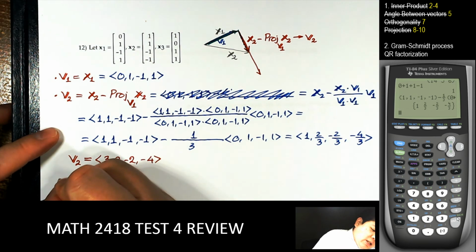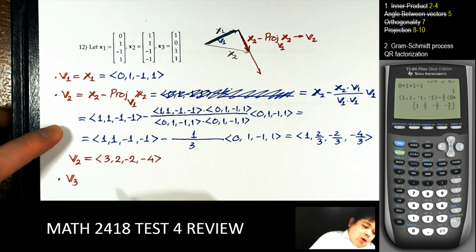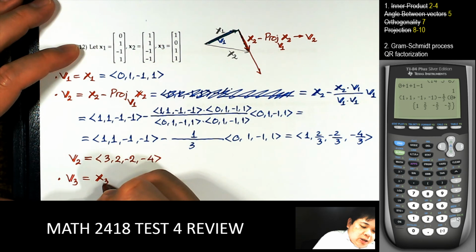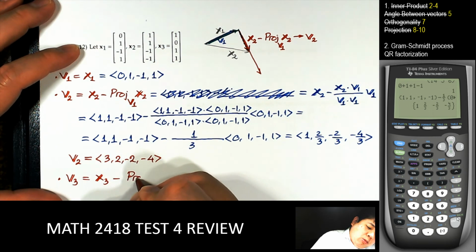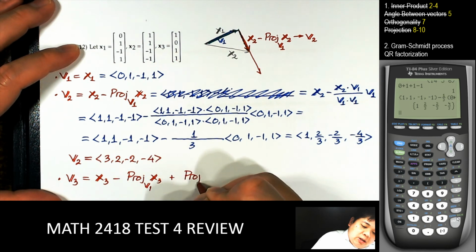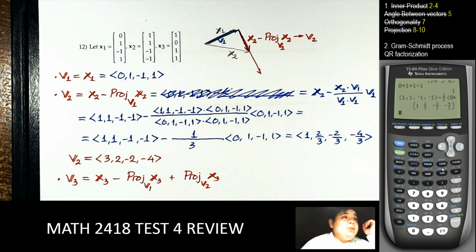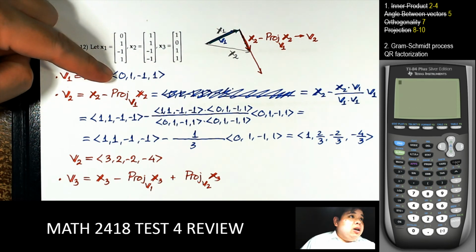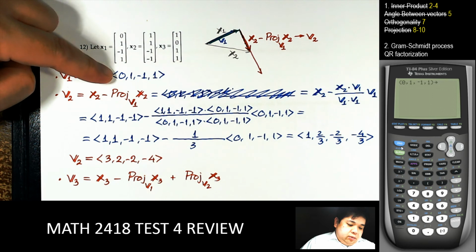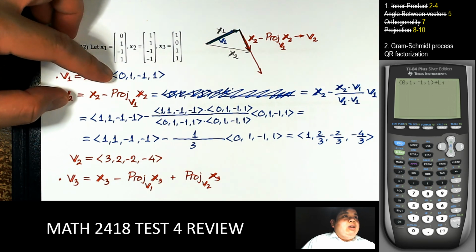Now we find v3. v3 is going to be x3 minus projection of x3 onto v1 and projection of x3 onto v2, because now we have v2 and v1 already. So I will store v1: 0 comma 1 comma negative 1 and 1. Store into L1.